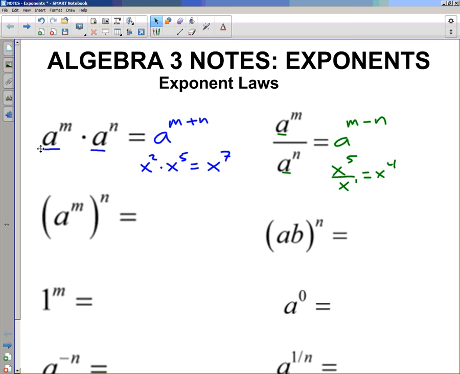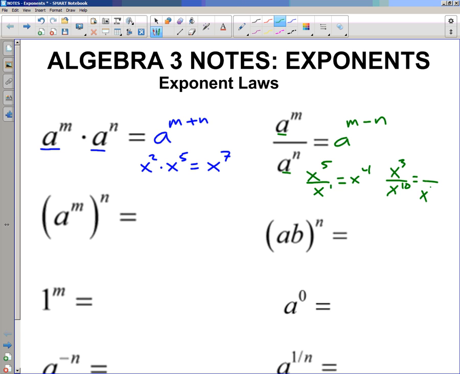Let's give another example here as well. If we had x to the third over x to the 10th, we would subtract. 3 minus 10 gives us negative 7, which means we're going to have x to the 7th, but it'll be on the bottom. Nothing on the top, so we would have a 1 on the top.